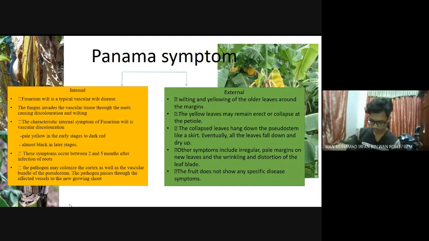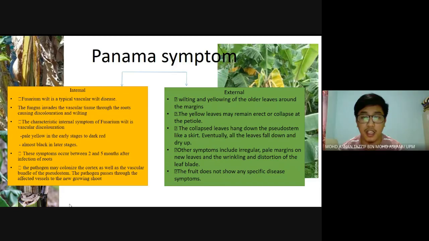Splitting the base of the pseudostem is another common symptom. Other symptoms include irregular pale margin on new leaf and the wrinkling and distortion of the leaf blade. The fruit does not show any specific disease symptom, and that's for Panama.